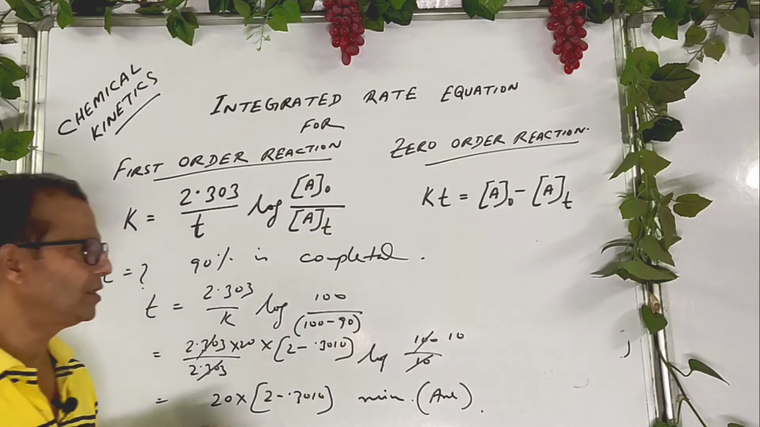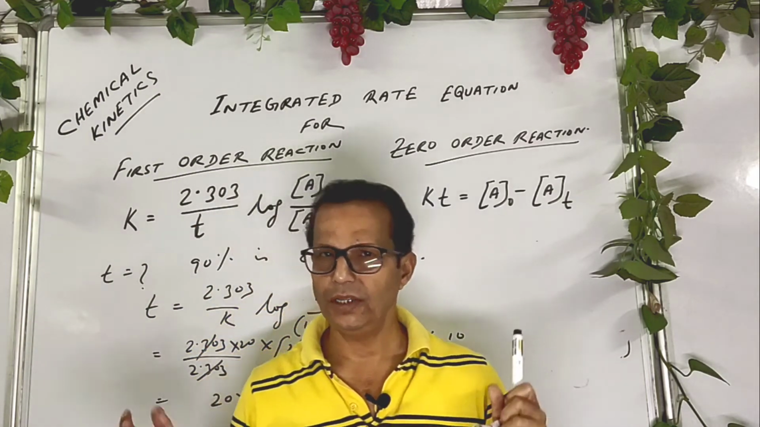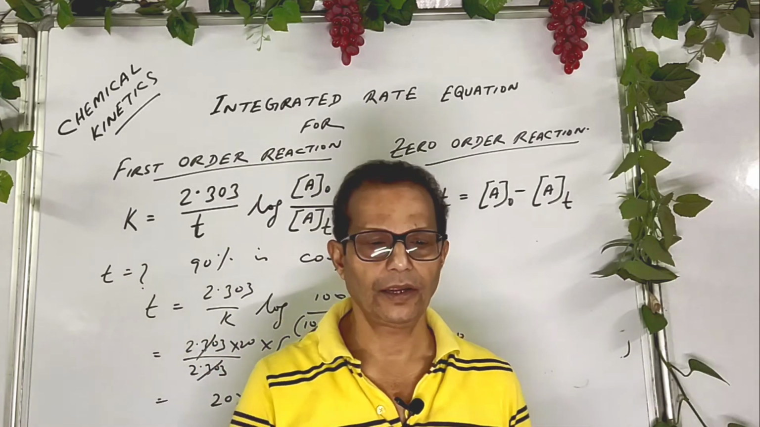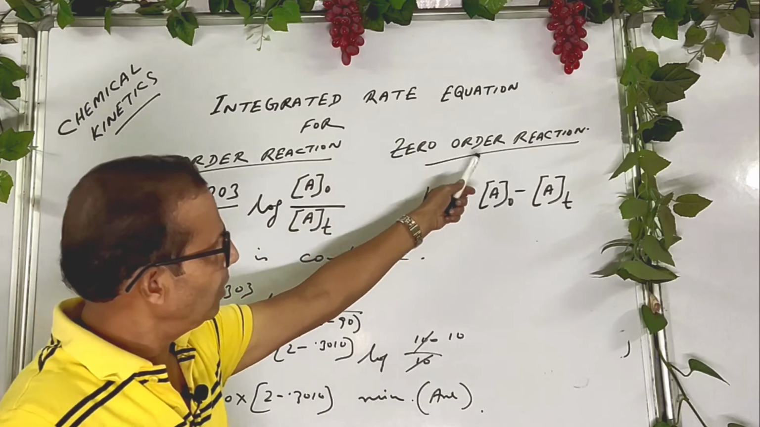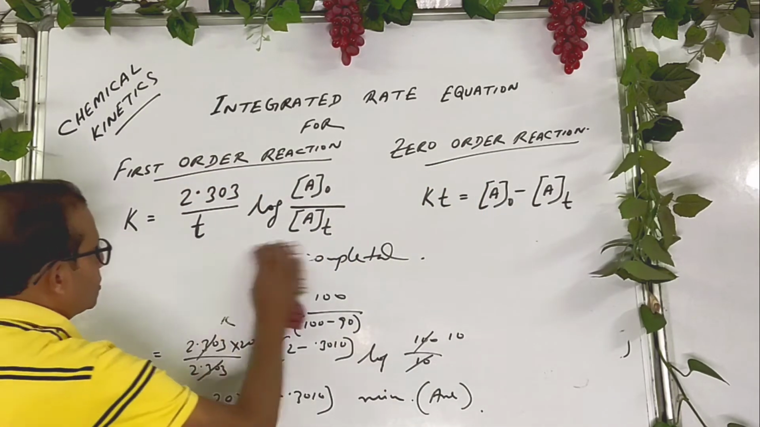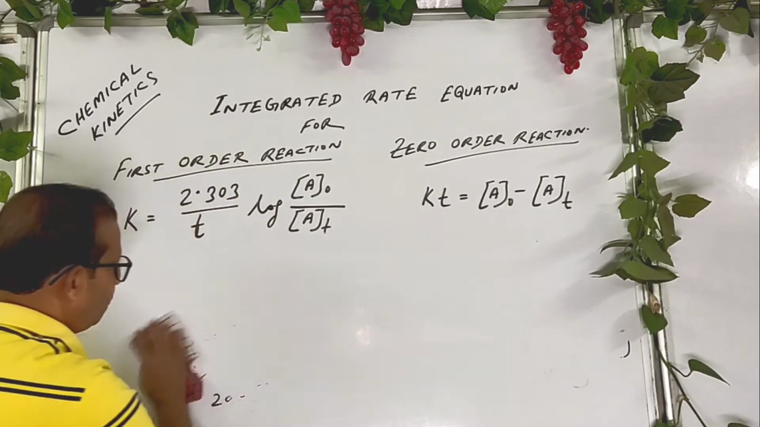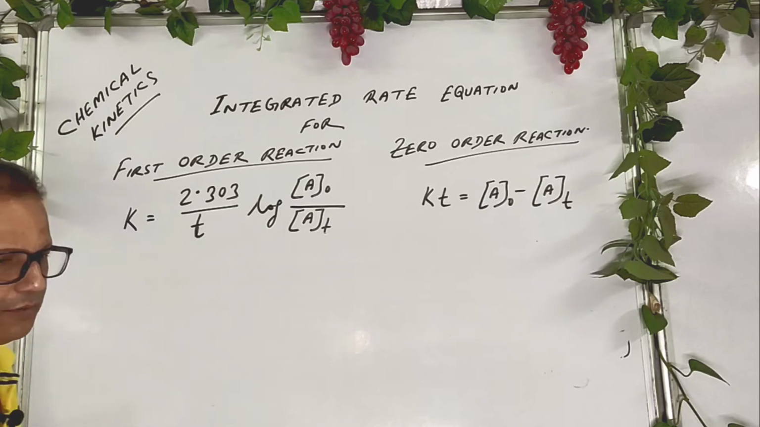So I think you understand it. This is a very important question. If you do only this question, you can get any one. So let's do one numerical from zero order reaction.